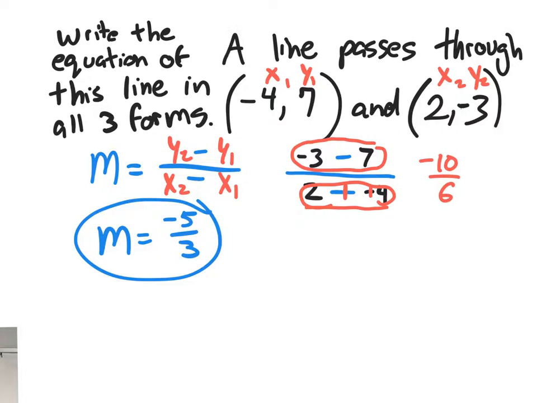Point slope. Why point slope? Because you found the slope, and guess what? We have some points, right? So you could just plug it into point slope form. So let's exercise the brain here. What is point slope form again? Y minus y1 equals m parenthesis x minus x1. Perfect.